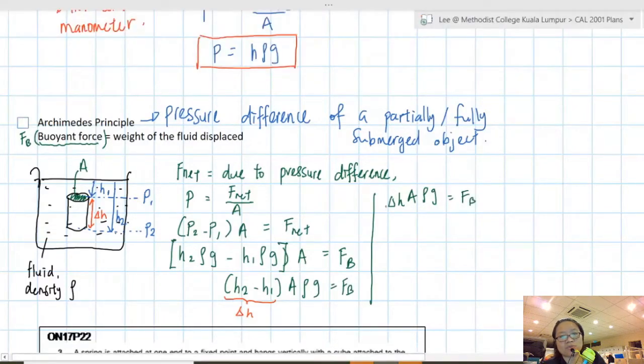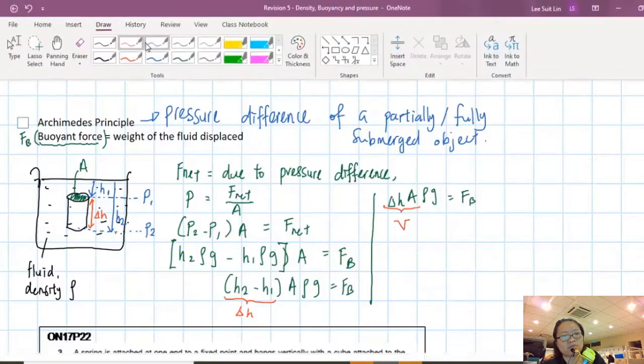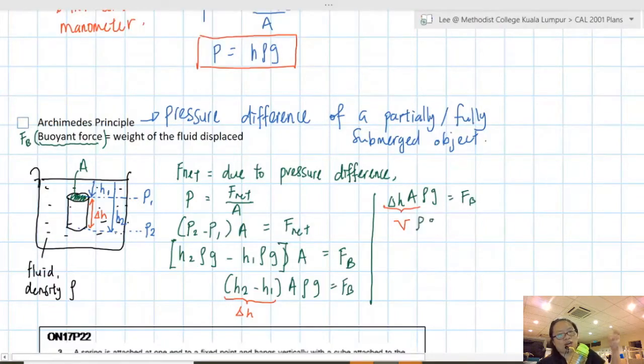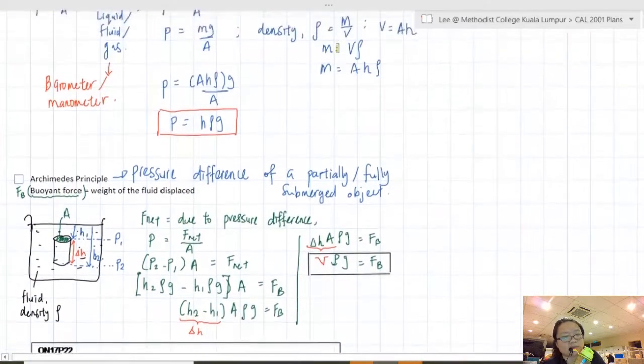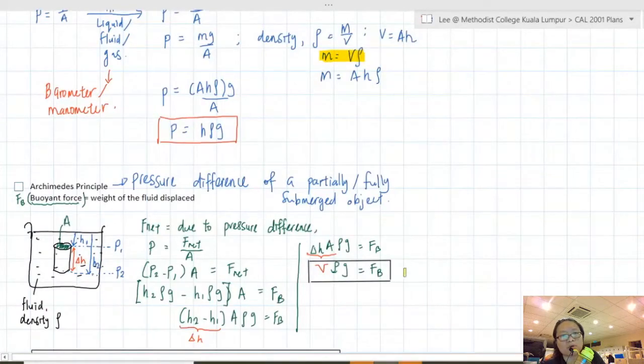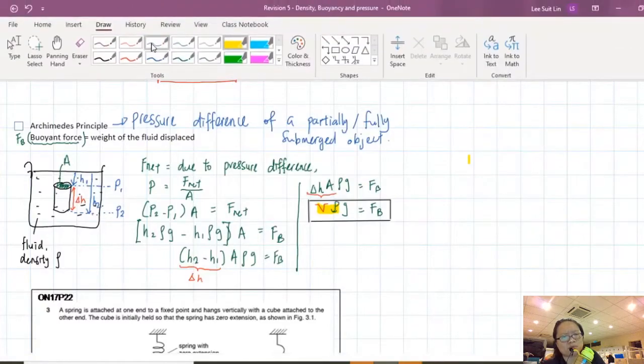Okay, so I'll write that down for you. Delta H times A is actually the volume of the actual object that you submerge in the liquid. And if you remember not too long ago, V times rho is actually mass. So FB is equal to V rho g is a useful equation to use, bearing in mind that the density here is the density of the liquid, okay? But also mass is equal to V rho, right? So I can put FB is equal to mg.